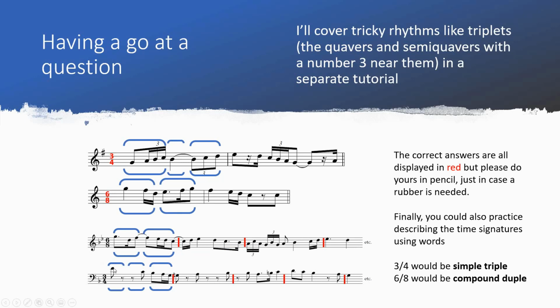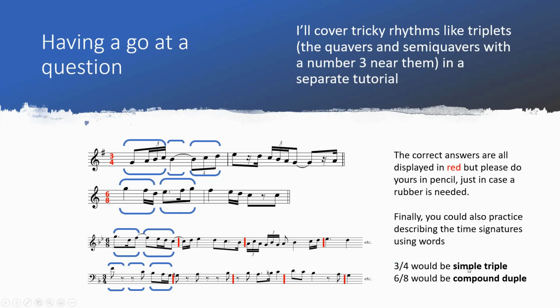Here in 3/4, you've got a quaver and a quaver rest, beat 1, quaver rest, quaver, beat 2, quaver, 2 semiquavers, beat 3, 3 crotchets in the bar, draw a bar line. Just got to watch where your rests are and make sure that you count them as part of the value of the bar. Then finally, you could also describe the time signature using words.